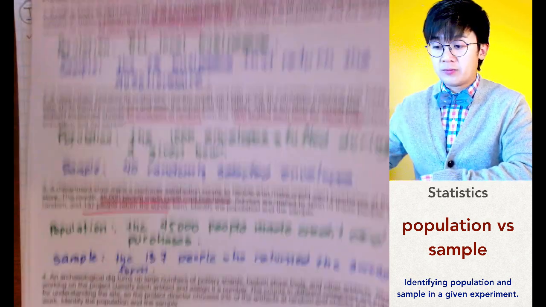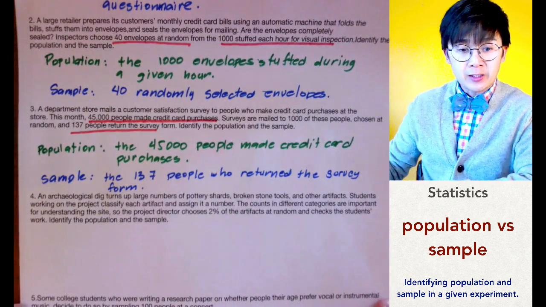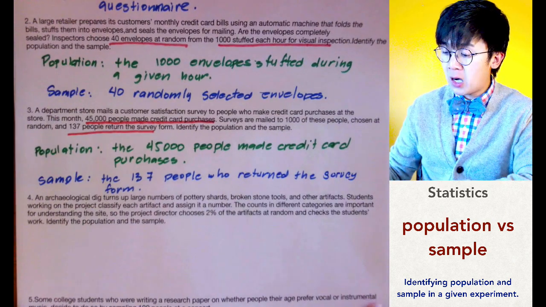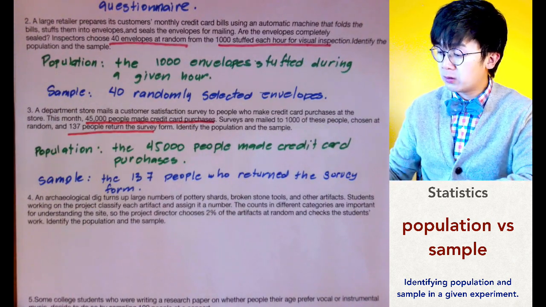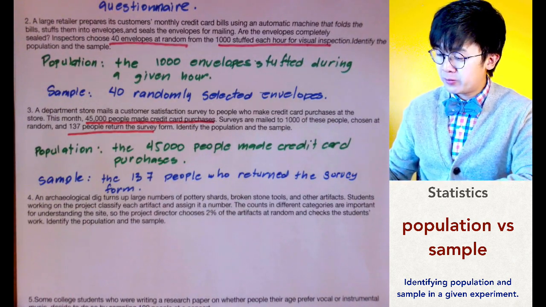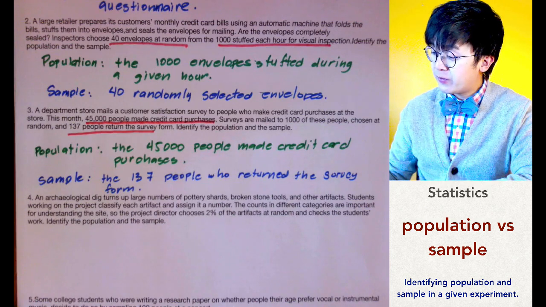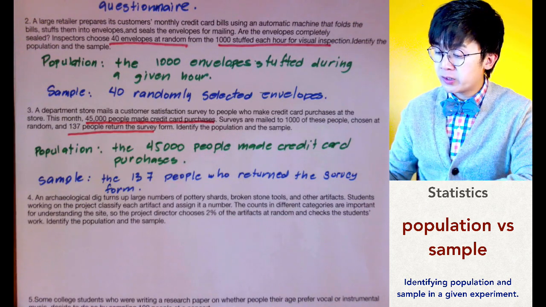And for problem number 4, an archaeological dig turns up large numbers of pottery shards, broken stone tools, and other artifacts. Students working on the project classify each artifact and assign it a number. The counts in different categories are important for understanding the site, so the project director chooses 2% of the artifacts at random and checks the students' work.